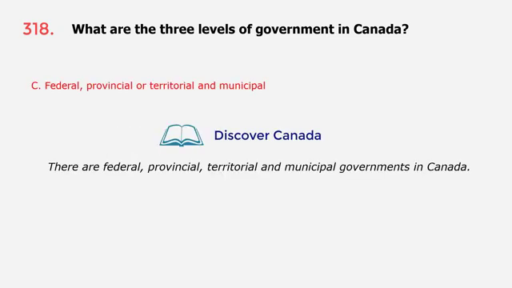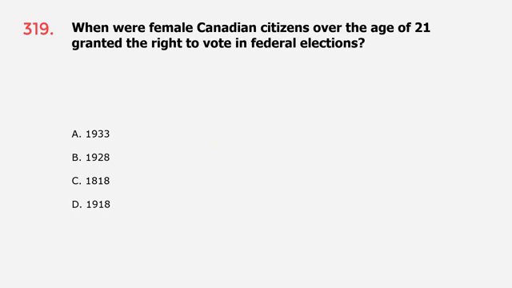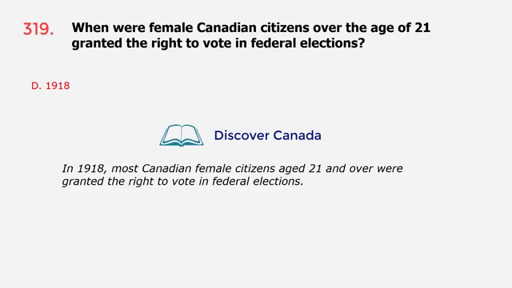The answer is C. Federal, provincial, or territorial, and municipal. Question 319. When were female Canadian citizens over the age of 21 granted the right to vote in federal elections? A. 1933. B. 1928. C. 1818. D. 1918. The answer is D. 1918.